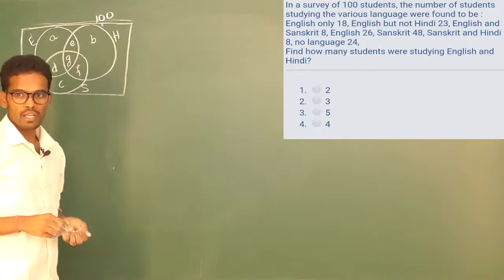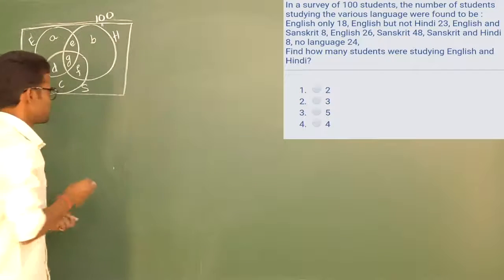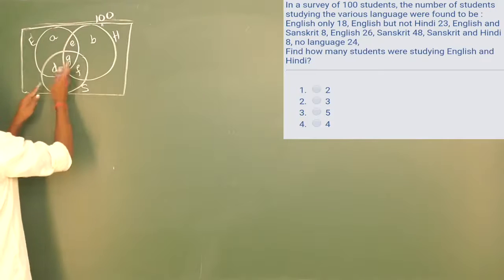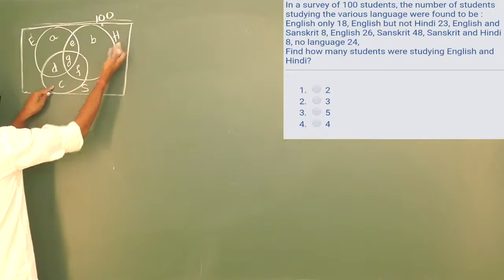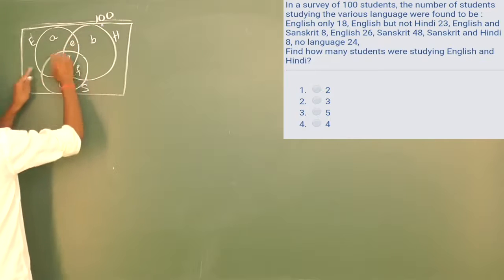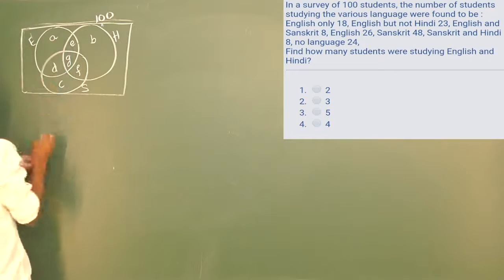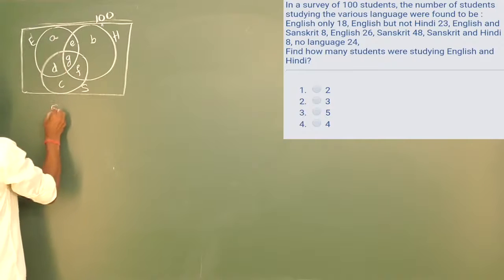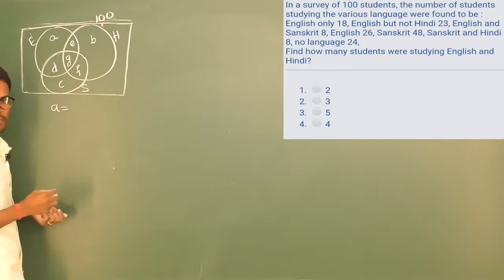First number, English only. What is the English only? If this full circle is English, what is the only English? That means it should not have the Hindi part and the Sanskrit part common. So, the common parts are this and this. If I remove them, what is there? Only A. So, English only is A, equal to 18.